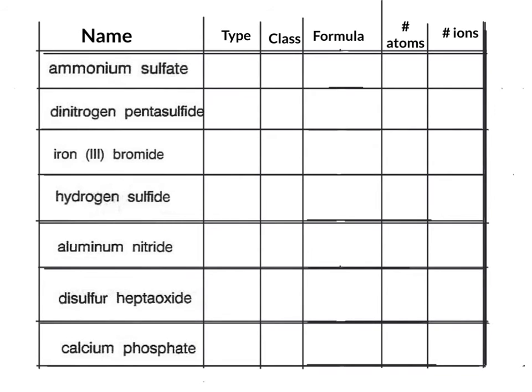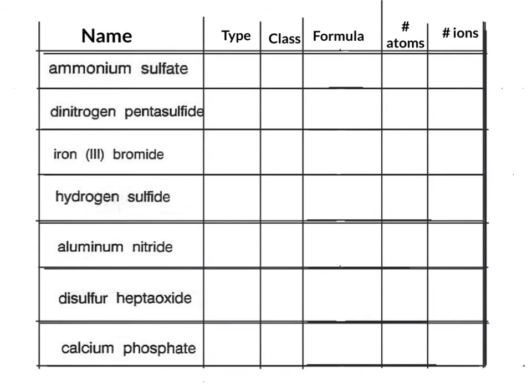Next we have hydrogen sulfide. Hydrogen sulfide starts with hydrogen, which is a nonmetal, so this is a molecular type of compound. It does start with hydrogen, making it an acid. The formula then will be H with a plus, sulfide has a 2 minus. We put it together, we get H2S. Number of atoms is 3, 2 hydrogens and 1 sulfide. And finally, the number of ions is 0 because this is a molecular compound.